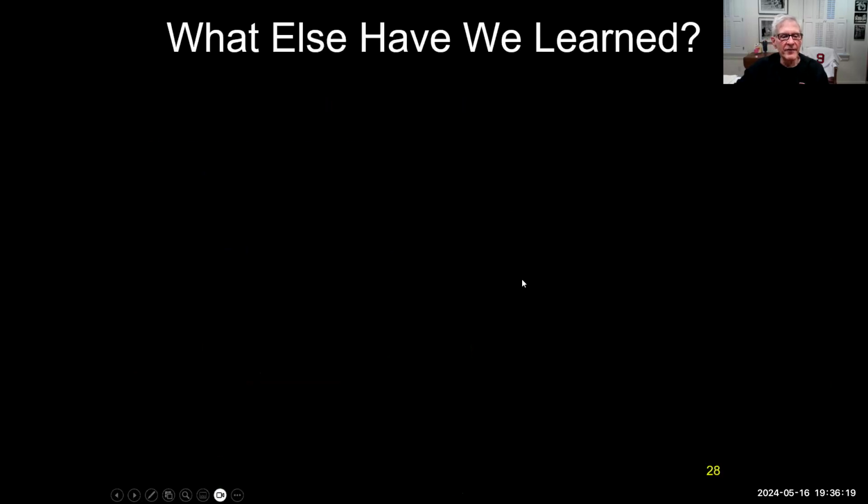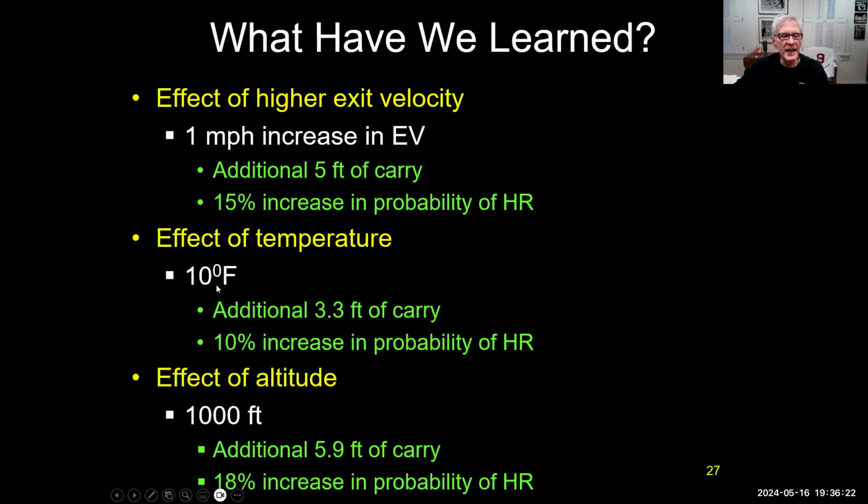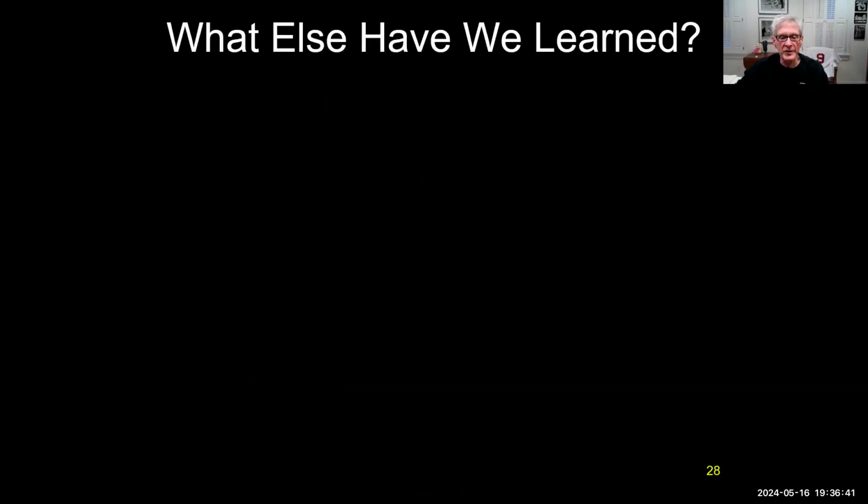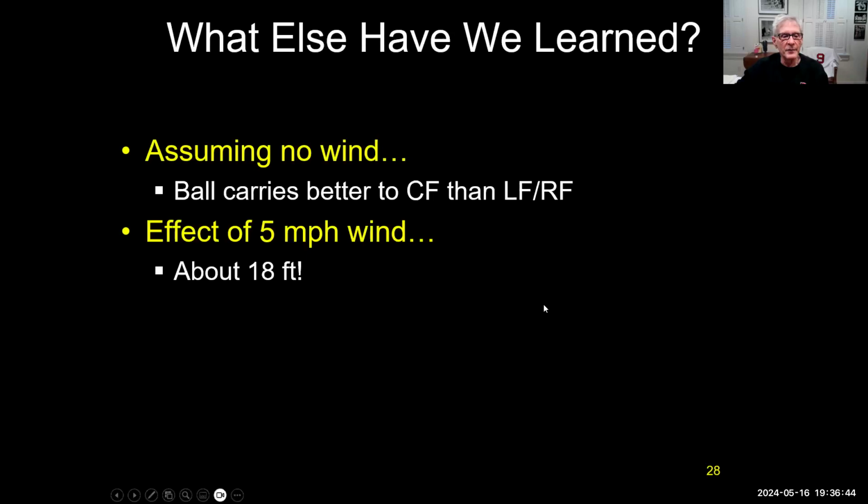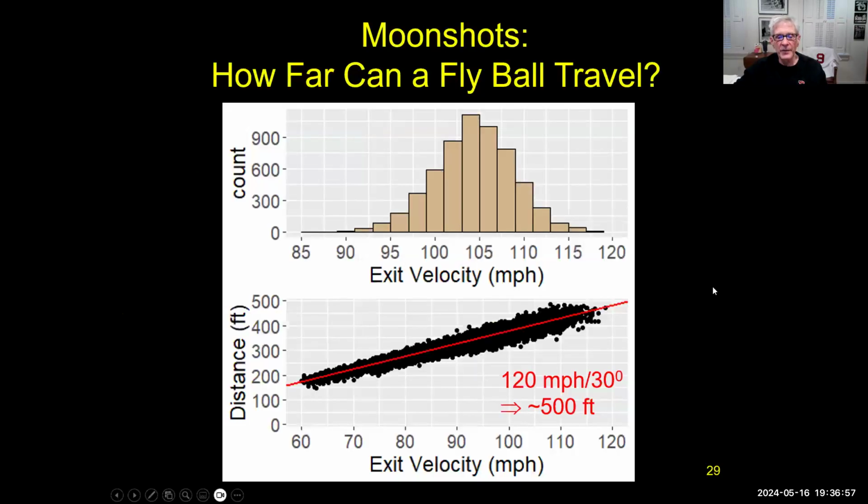Okay. The effect of temperature, 10 degrees increase in temperature gives you about another 3 1/3 feet. And that's not a whole lot, but if you're trying to compare a cold day in April to a hot day in August, where there might be a 50-degree swing in temperature, that's a lot. Altitude, each 1,000 feet is worth about another 6 feet. Oh, wind is very important. A very, very modest 5 mile per hour wind blowing out will increase the distance by something like 18 feet. That's huge.